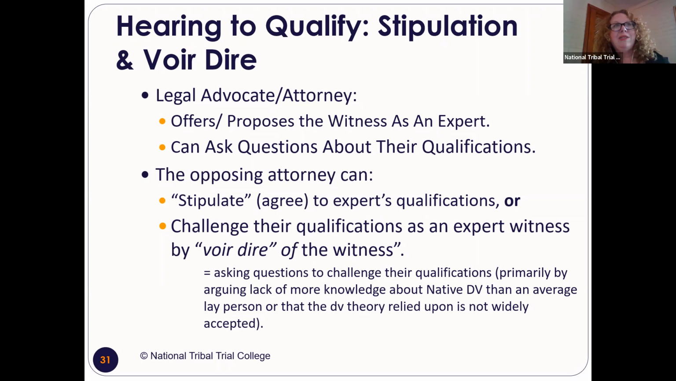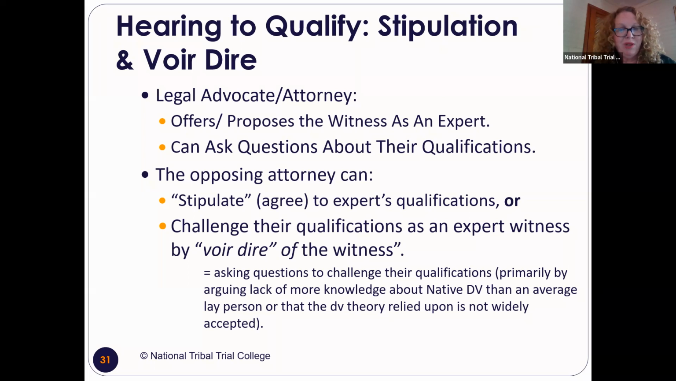Once you do the direct on them, the other side is allowed to ask, may I voir dire the witness? That means they're allowed to go up there and try to poke holes in that person's qualifications, and argue that they're not an expert, or that they have bias, or that there's something wrong with this person. Do not let them testify as an expert witness, judge. So first of all, you propose that witness as an expert, and you find out if you can get a stipulation to agree to their qualifications.